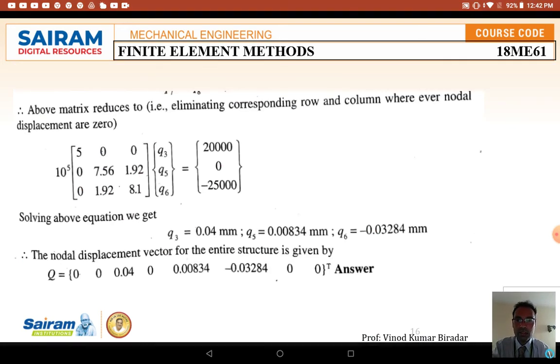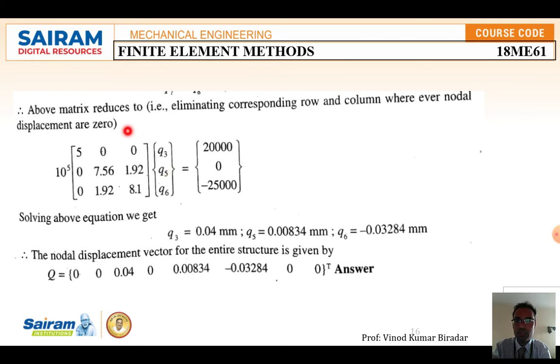The remaining Q3, Q5, Q6, write as it is. You simplify and you are going to get the Q3, Q5 and Q6 values. Q3 is equal to 0.04 mm, Q5 is equal to 0.00834, and Q6 is equal to minus 0.03. The nodal displacement vector for the entire structure: Q1 and Q2 are already 0, so we substitute the Q3, Q5, Q6 values here. Like this you calculate the nodal displacement for the given truss.